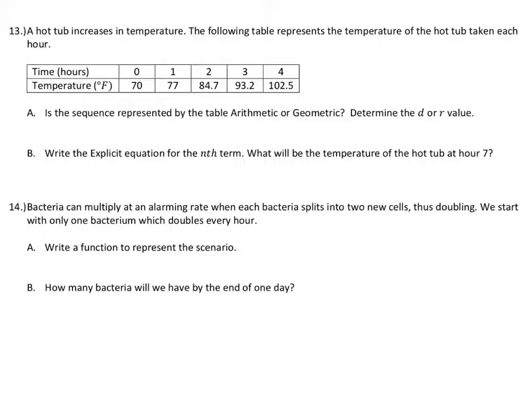Moving on to number 14. Bacteria multiplying at an alarming rate. Splits to nest cells, thus doubling. Start with 1 bacterium. Doubles every hour. So every hour it's going to double, so your common ratio is going to be 2, because you're going to times by 2 every hour. Your initial value, C, starts at 1. So those are our 2 numbers. I'm going to write the explicit formula. That's 1 times 2 to the n minus 1 power. And there you go.